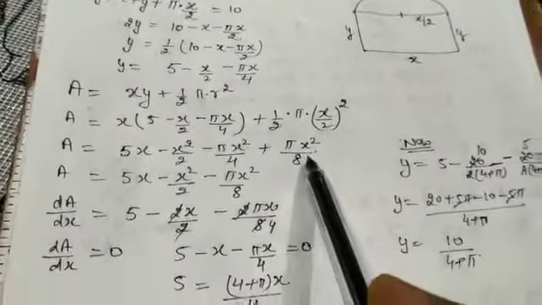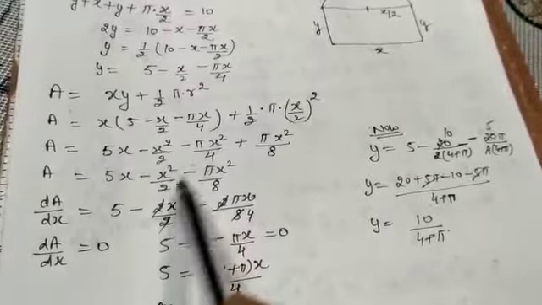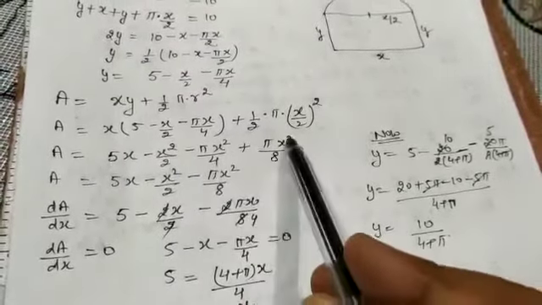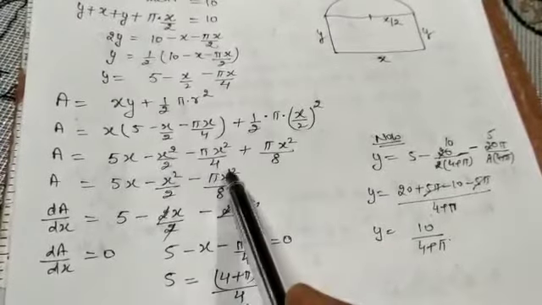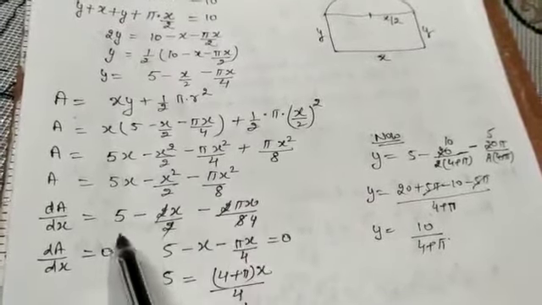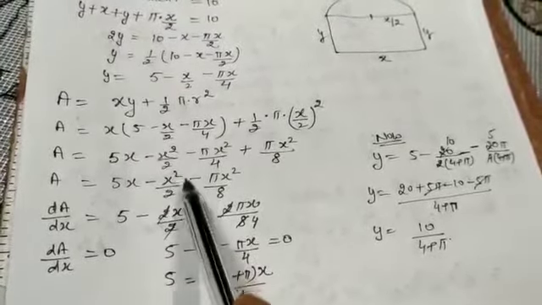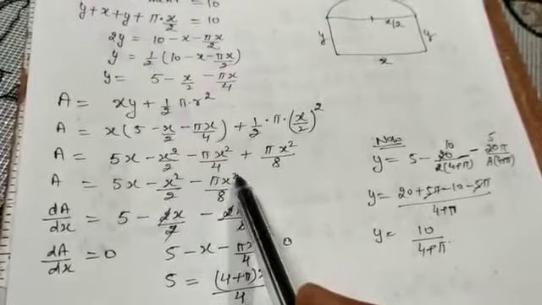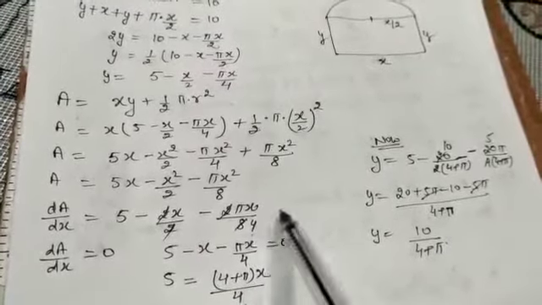First of all we combine the terms which have the same form: 5x minus x square by 2, minus pi x square by 4, plus pi x square by 8. On combination of these two you will get minus pi x square by 8. Now take the derivative of the function. A' is equal to 5, x square derivative 2x, again derivative 2 pi x upon 8. On simplification we will get a result.